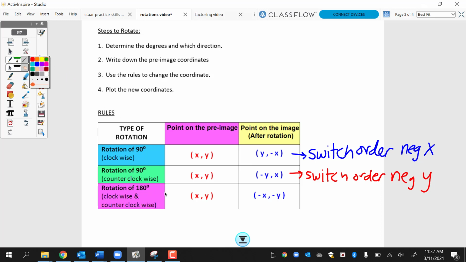And then for rotating 180, our rule is you keep the order, but you negate x and y. So again, you're changing the signs. If it was positive before, now it's negative. If it was negative, now it's positive.